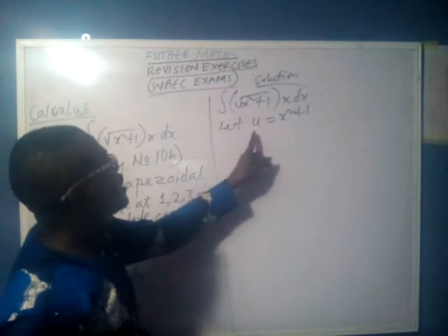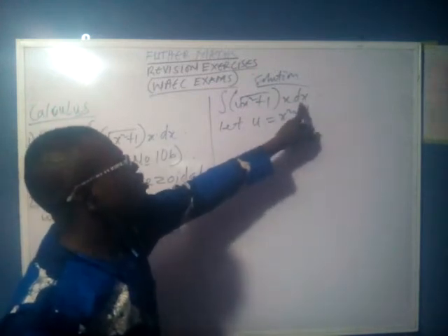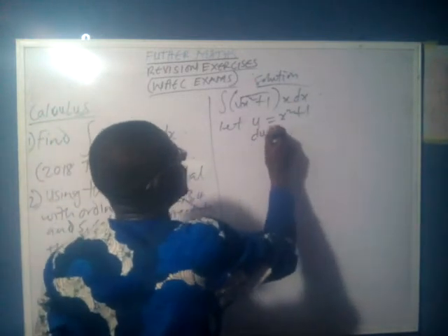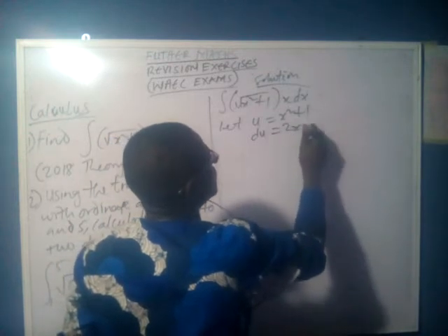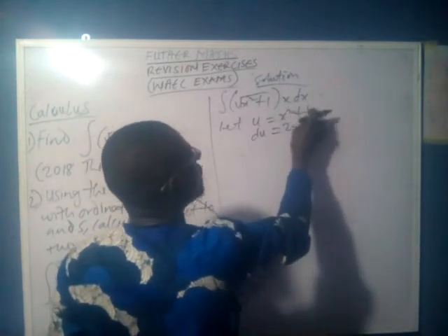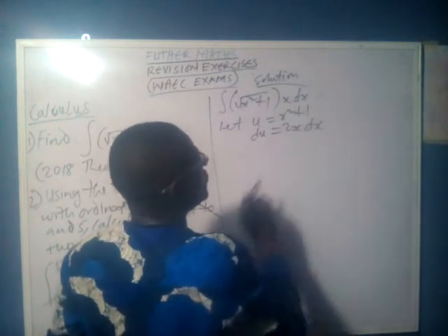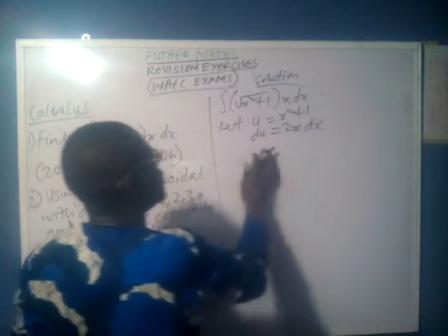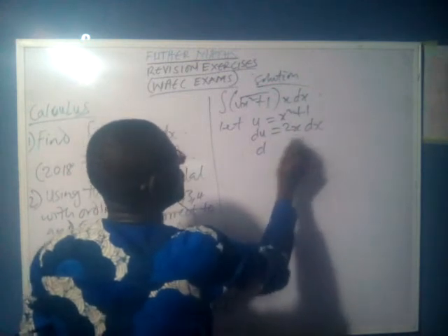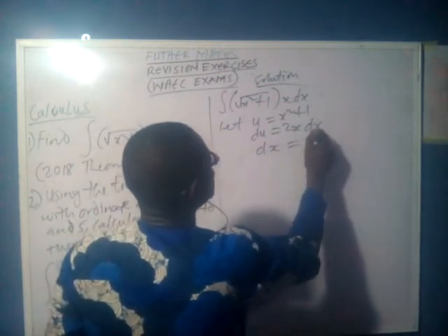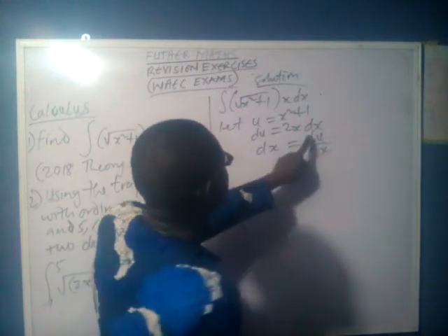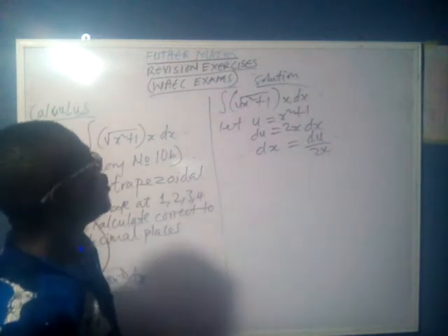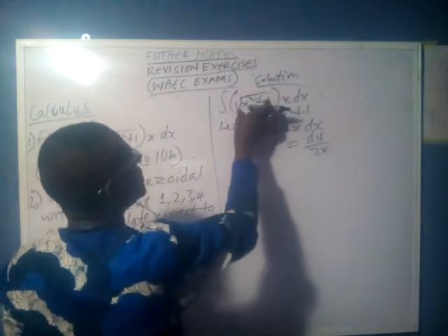So now that we are changing the parameter, we must change the derivative that is here. That means we can have du equals 2x dx. By the time we differentiate x squared plus 1, it's going to give us 2x. So differentiating u gives du, and differentiating x squared plus 1 gives 2x dx. Dividing both sides by 2x, that is dx equals du over 2x.